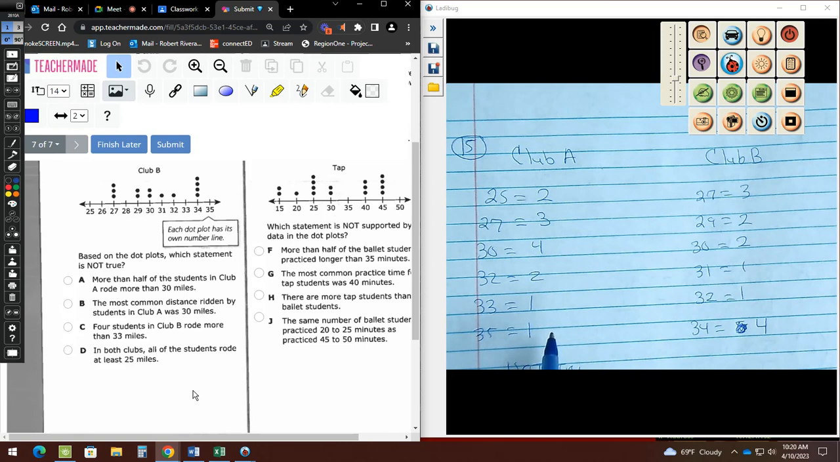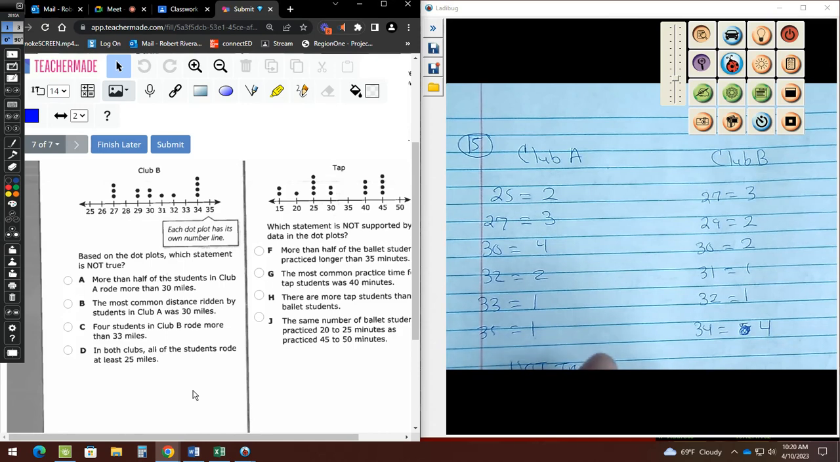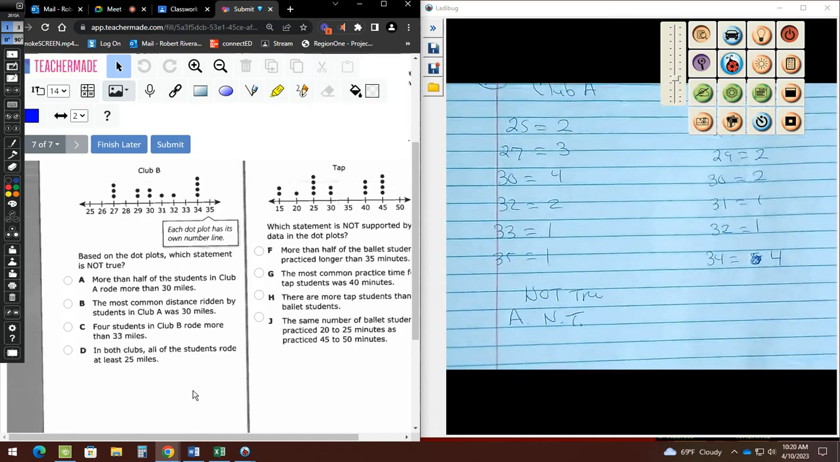What's the question? More than half of the students in the club rode more than 30 miles. Do I include them or no? No. They said more than 30. So do I include 4? No. So let's try again. 2 plus 1, 3 plus 1. Do you think that this is more than half? No, man. And here there are 7, 9 on this side. And you say this is more than half? Man, this one is not true, which is probably going to be the answer. B.